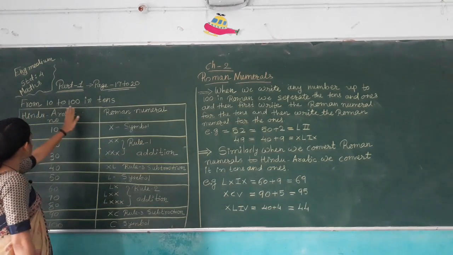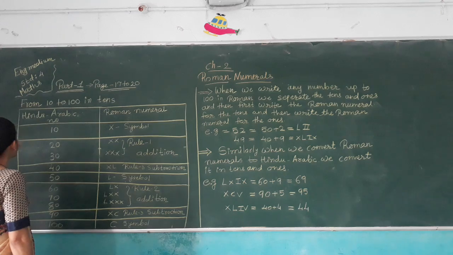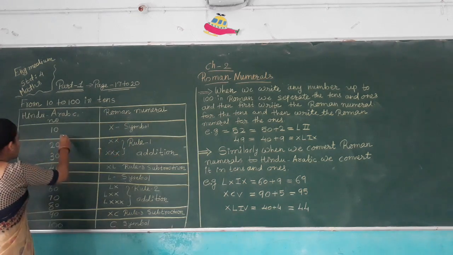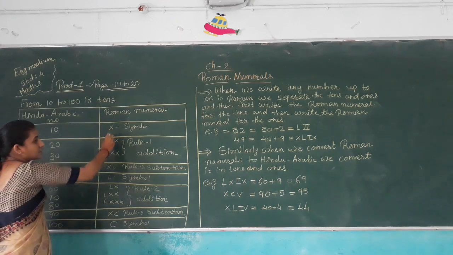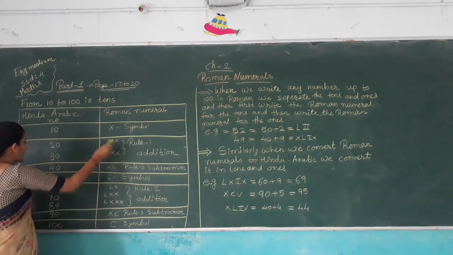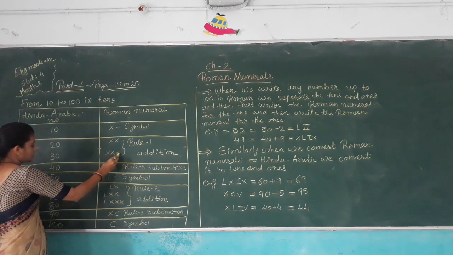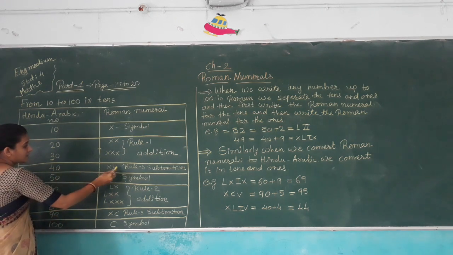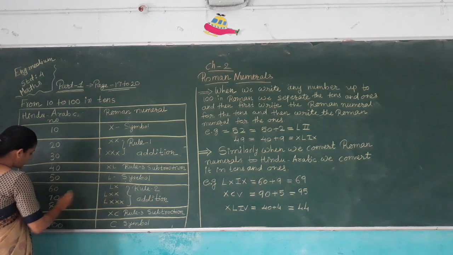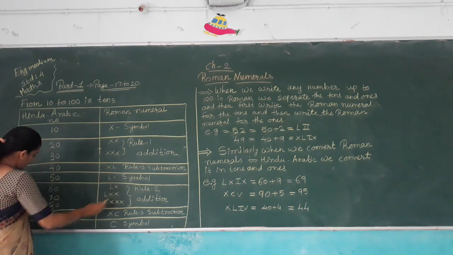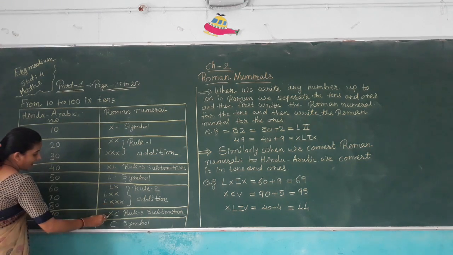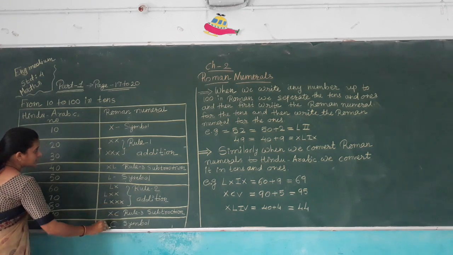From 10 to 100 in tens. Hindu-Arabic numbers and Roman numerals. 10 for X, it is already a given symbol. 20 is XX, 30 XXX, 40 XL, 50 L, 60 LX, 70 LXX, 80 LXXX, 90 XC, 100 C.